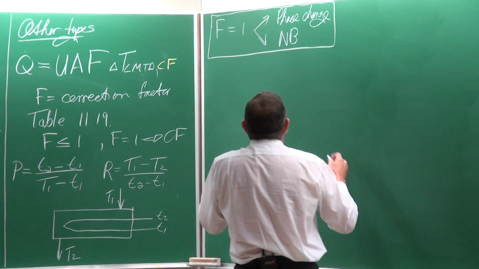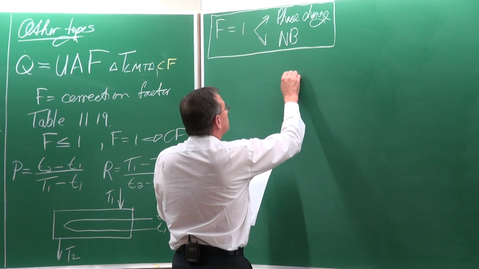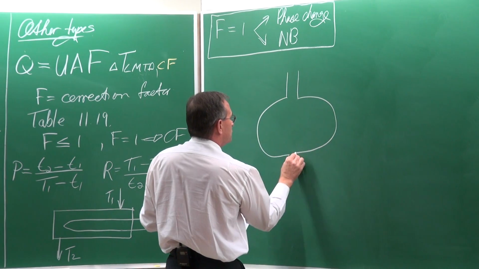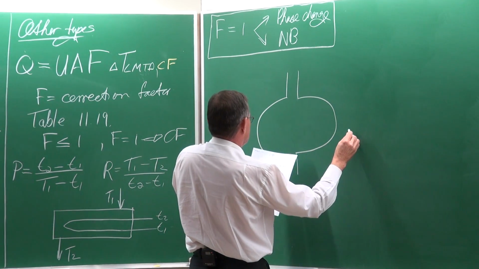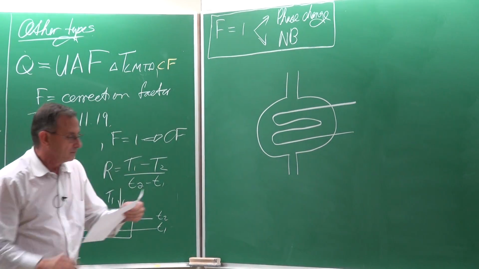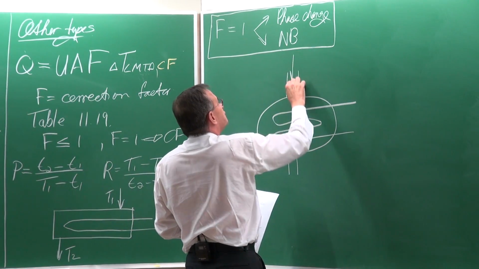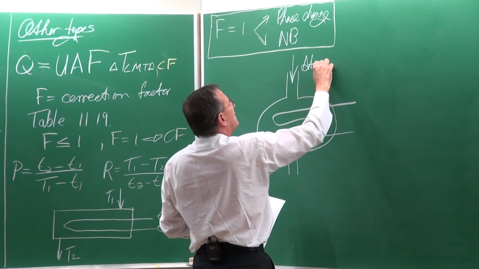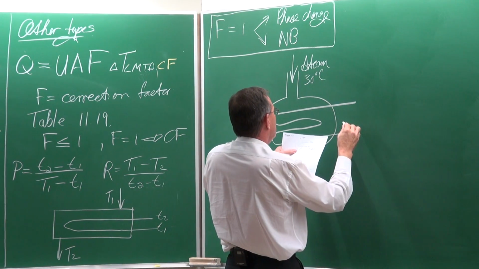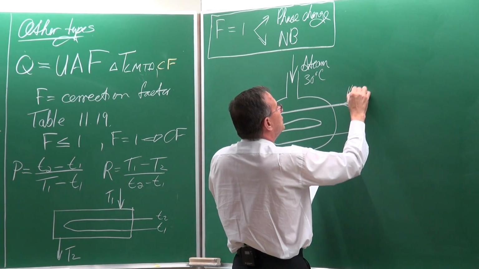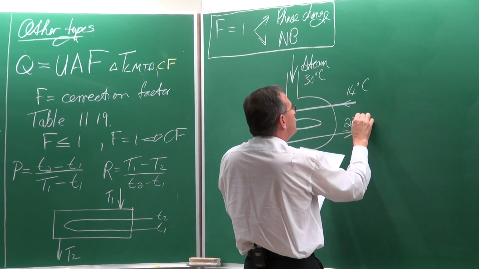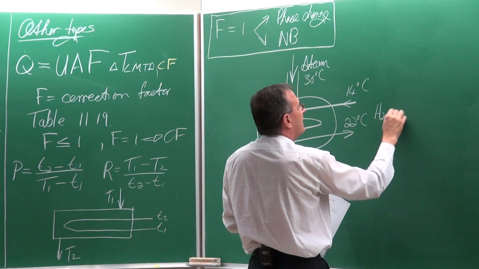So in this example, we've got a heat exchanger. I'm going to draw it like this in terms of geometry. Something like that. And here we've got steam at 30 degrees Celsius. And here we've got water at 14 degrees Celsius, going in and going out at 22 degrees Celsius. That's water.